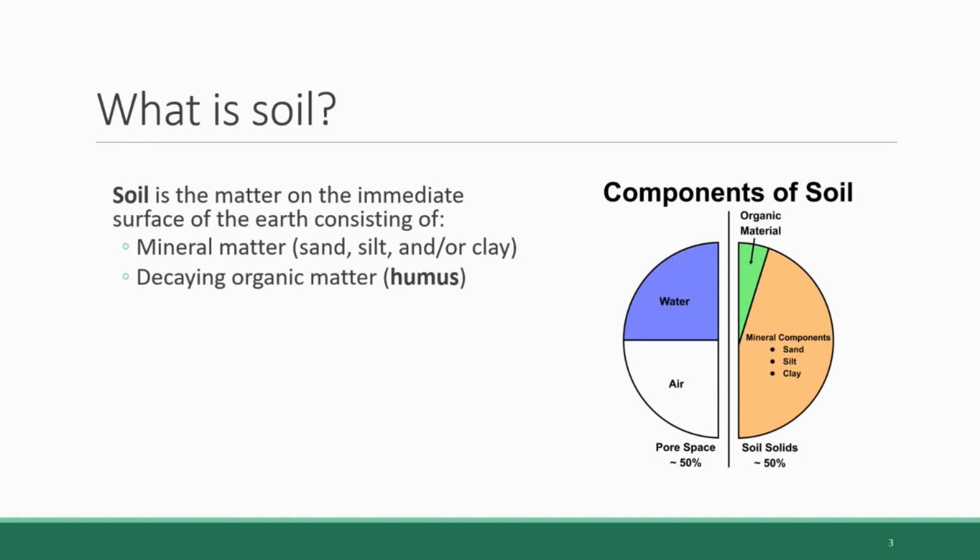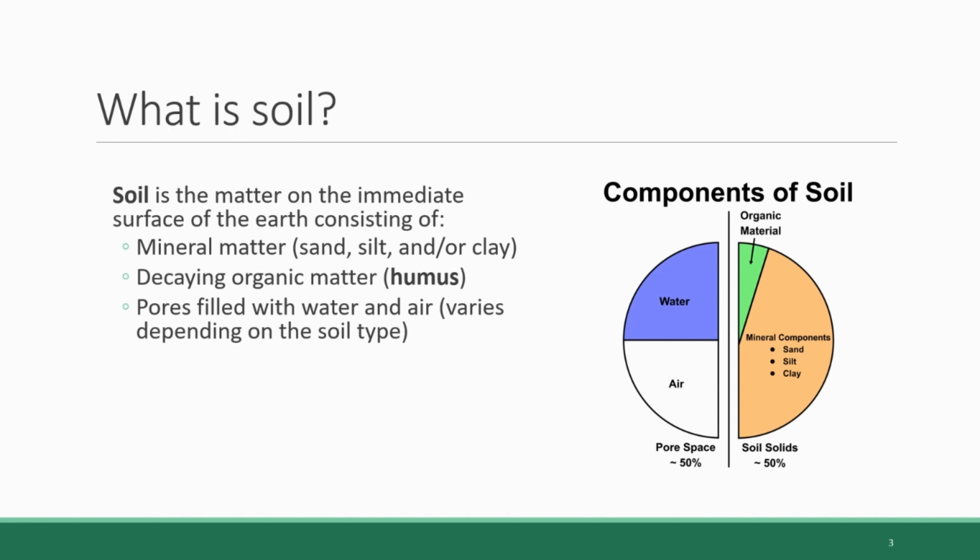Soil also contains decaying organic matter, so dead, decaying plants and animals. The technical term for this is humus. Then between all of these particles of mineral matter and organic matter are pores, and those pores are filled with water or air. And how much water and how much air varies depending upon the soil type. And then lastly, among all of these things, soil also contains living organisms, such as microscopic organisms and insects that inhabit the soil. The soil is its own ecosystem.